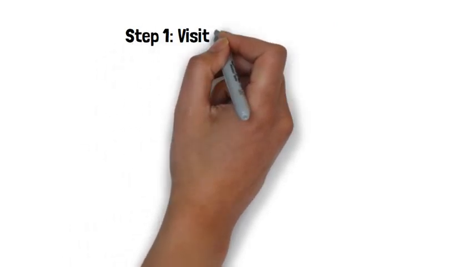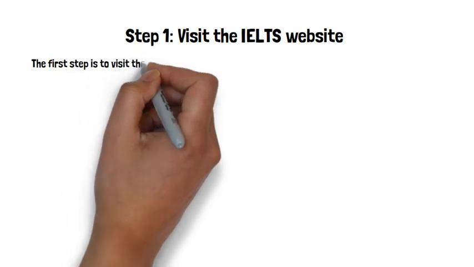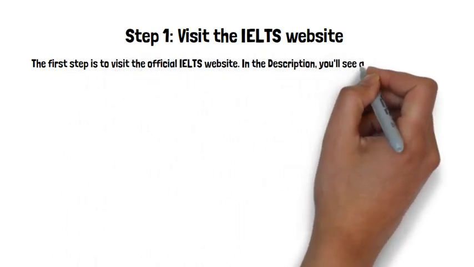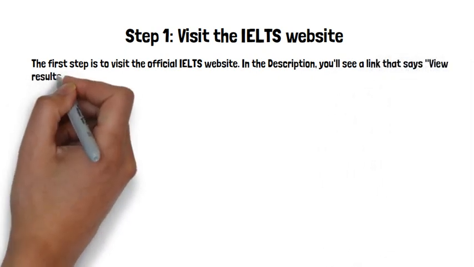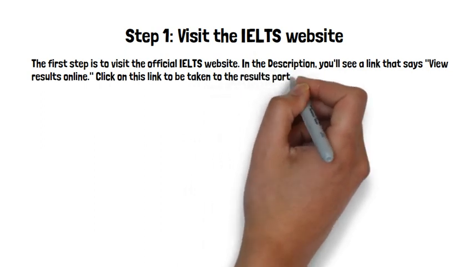Step 1. Visit the IELTS website. The first step is to visit the official IELTS website. In the description, you'll see a link that says View Results Online. Click on this link to be taken to the results portal.